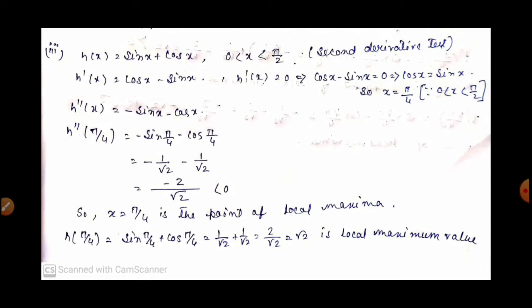Question number 3 is given: h(x) is equal to sin x plus cos x, and x is greater than 0 and less than pi by 2. That means x is in the first quadrant. So here we have used the second derivative test. Here we can also use the first derivative test.